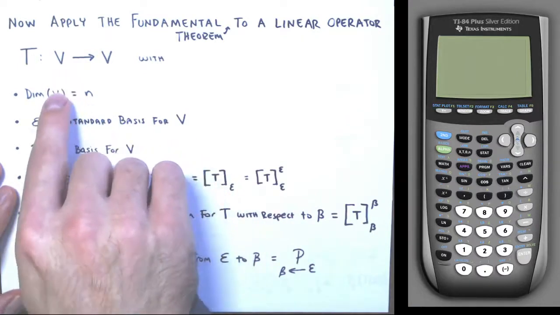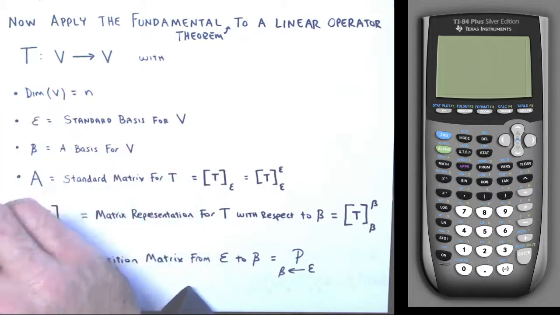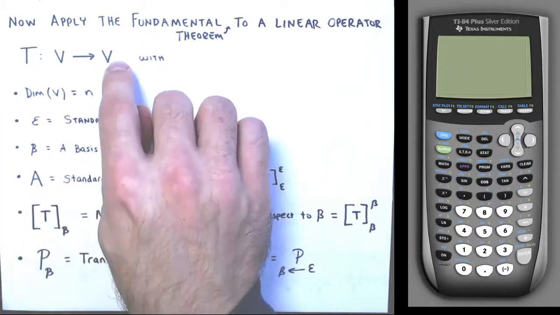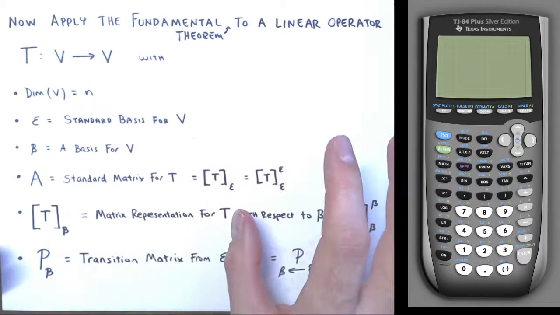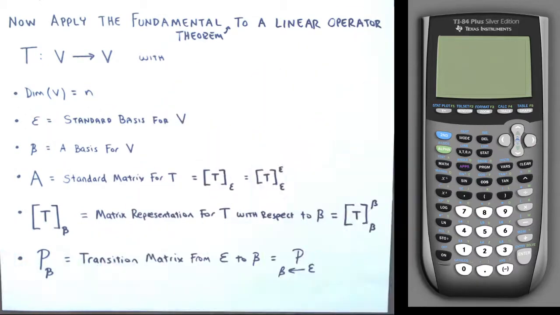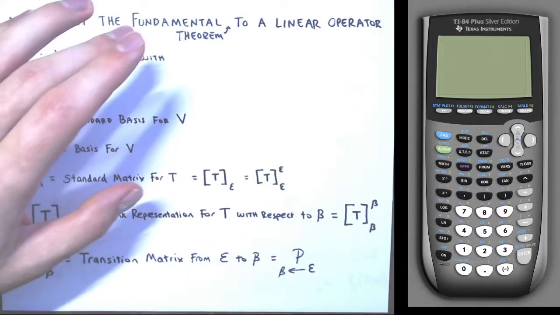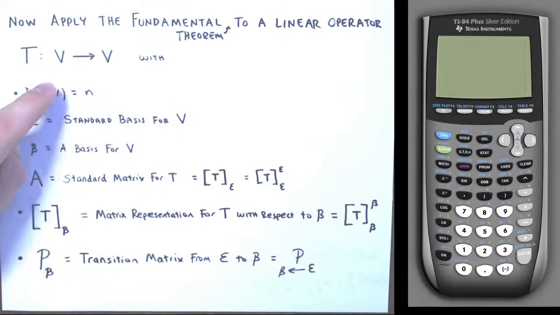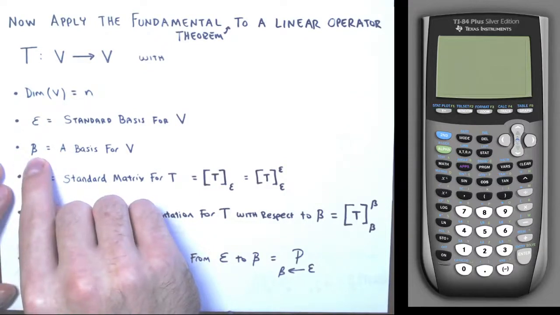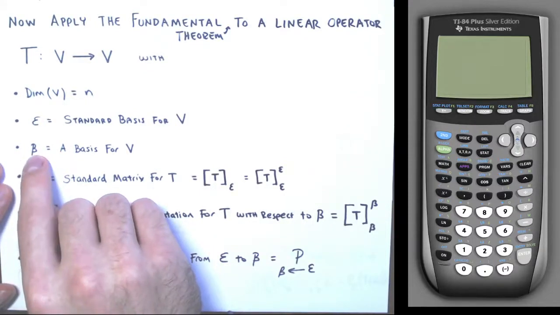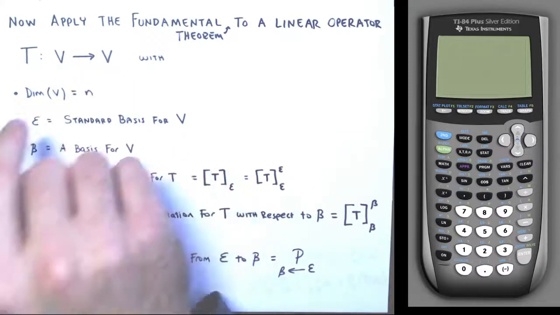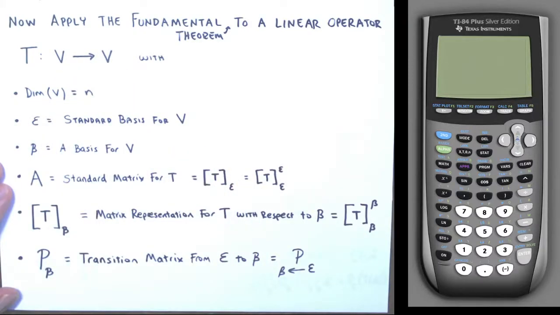And you could have a basis B for the domain V and have another basis called C for the codomain. But we're going to simplify this here and apply the fundamental theorem to simply where I'm just transitioning from basis B to basis B again. I'm going to use the same basis for both the domain and codomain. So instead of B and C, I'm just using B. B is a basis for both the domain and codomain we're looking at here.